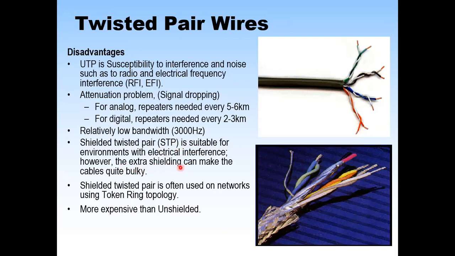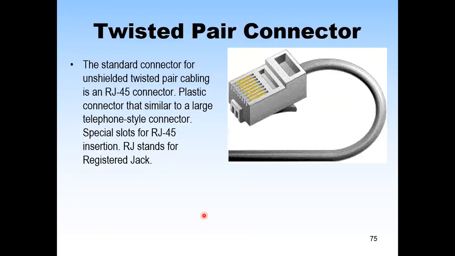However, the extra shielding can make the cables quite bulky, so the wire becomes thicker and heavier. Shielded twisted pair is often used on networks using token ring topology. This is a networking topology. When we discussed network topology, we covered ring, mesh, star, and bus. Obviously, shielded twisted pair wires are more expensive than unshielded twisted pair.